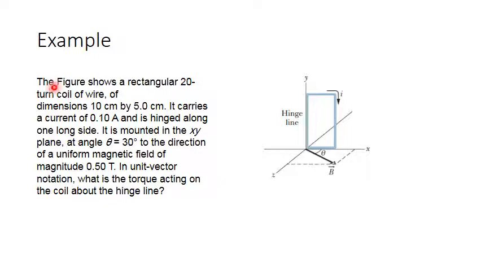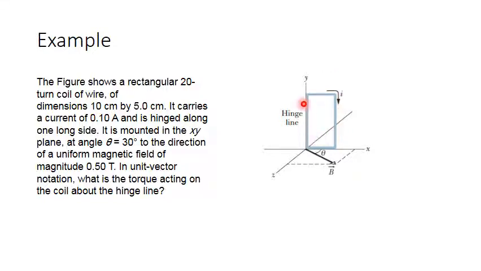As an example, the figure shows a rectangular 20 turns coil of wire. So the number of turns here is 20, of dimensions 10 centimeters by 5 centimeters. So the values of a and b are 10 centimeters and 5 centimeters. It carries a current of 0.1 ampere. So I equals 0.1. And it is hanged along one long side. It is mounted in the XY plane, and the current is passing in this direction.